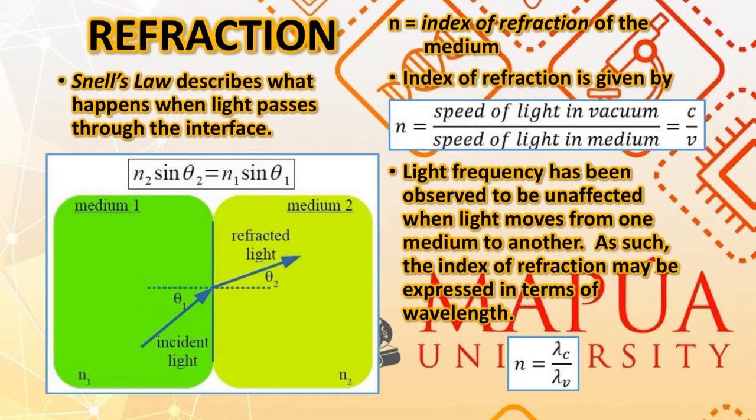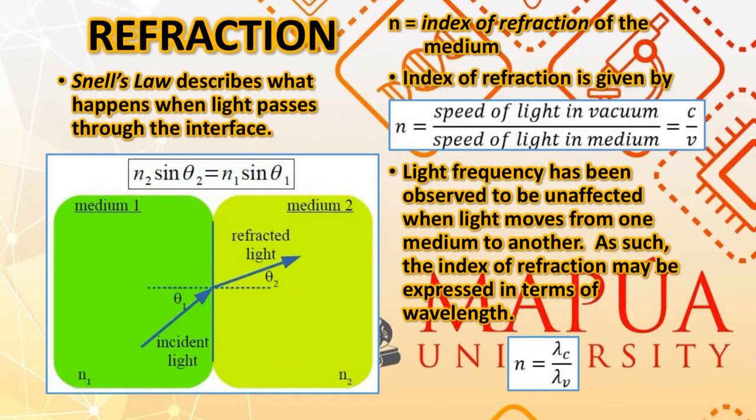It's a property of the medium. It describes how the speed of light changes when you have a medium that is different from vacuum, that is not vacuum. N is basically the ratio between the speed of light in vacuum and the speed of light in the medium. N is equal to c over v. So again, N is a property of the medium. So you have N1, index of refraction of medium 1, and N2, index of refraction of medium 2.